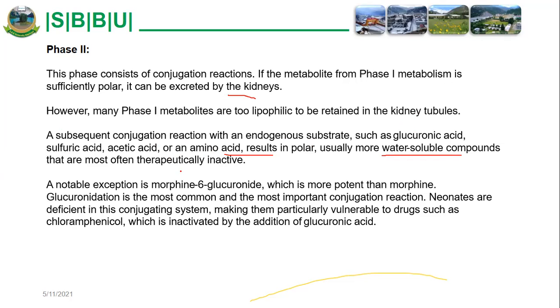Another exception, as I just mentioned, is morphine 6-glucuronide. Remember that this is an exception case. Sometimes glucuronic acid attached to certain agents makes them more water soluble. But in this case, when morphine is attached to glucuronic acid, it becomes more potent. Morphine 6-glucuronide is more potent than morphine, right? Glucuronic acid conjugation is the most common and most important conjugation reaction. As I mentioned earlier, patients with a deficiency of these conjugating systems are more vulnerable to drug toxicities, especially with chloramphenicol.